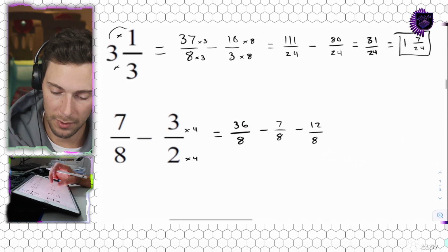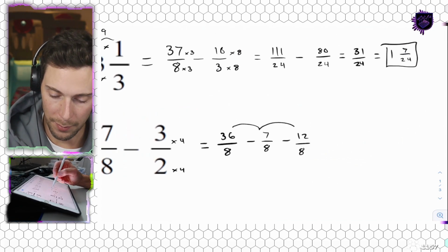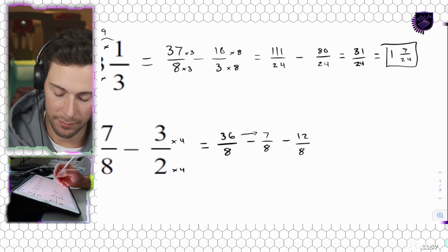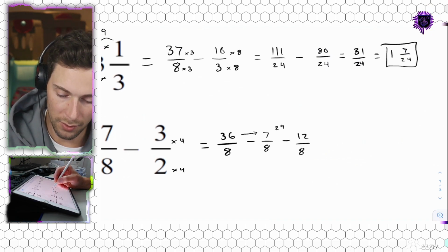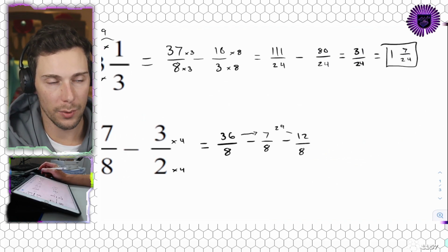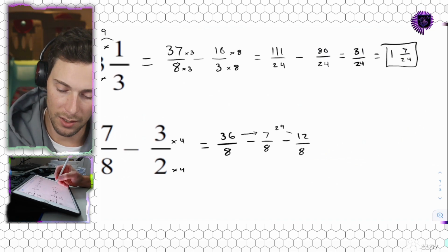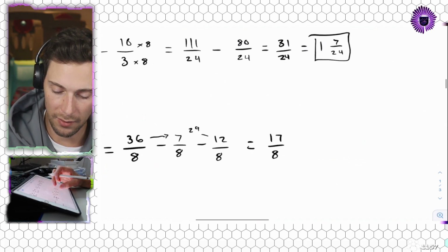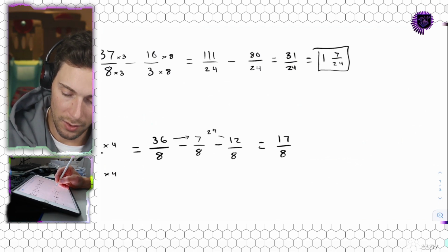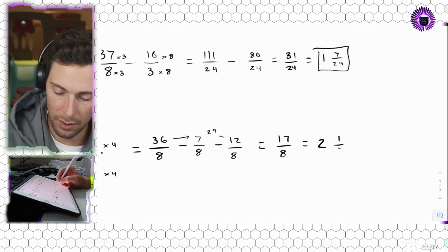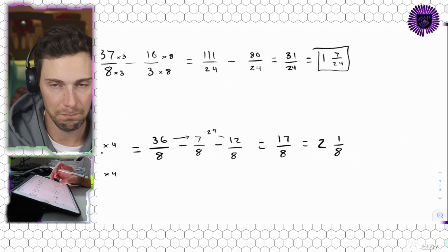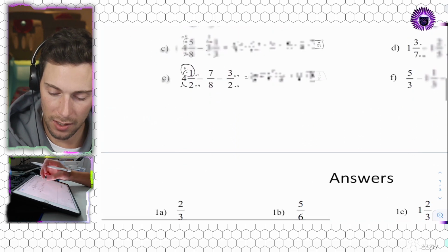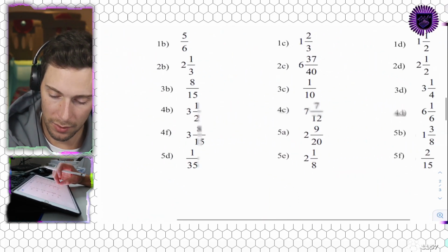So I did it this way because then I can just sort of bump down here. 36 minus 7 is going to be 29, and then 29 minus 12 is going to be 17 eighths, and then there's two groups of 8 in 17. So this is going to be equal to 2 and 1 eighth. Yeah, 2 and 1 eighth. Let's look at the answer here. 5e, 2 and 1 eighth. There it is.